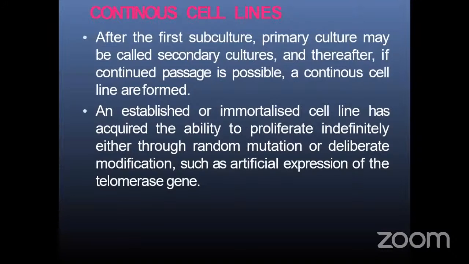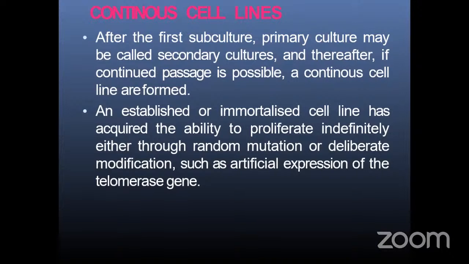Then continuous cell lines. So after first subculturing, the primary culture is called a secondary culture. And thereafter it will become continuous, and it will become the continuous cell lines. Then they will become immortalized. That means there is no death as long as you keep everything perfect, without any contamination and with proper conditions maintained. Easily you can proliferate the cells any number of times.